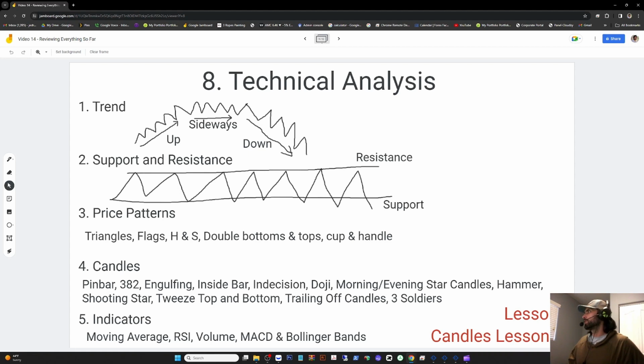4. Candles. We talked about a lot of different candles, and it's something else you can use to stack the odds in your favor on a trade, or use them as entry and exit points or a signal to get in or out of a trade. 5. Indicators. We talked about the moving average, RSI, volume, MACD, and Bollinger Bands. These are more tools to put in your bag to validate or invalidate a trade. Remember, I love to stack confirmations, and so should you if you're trading.